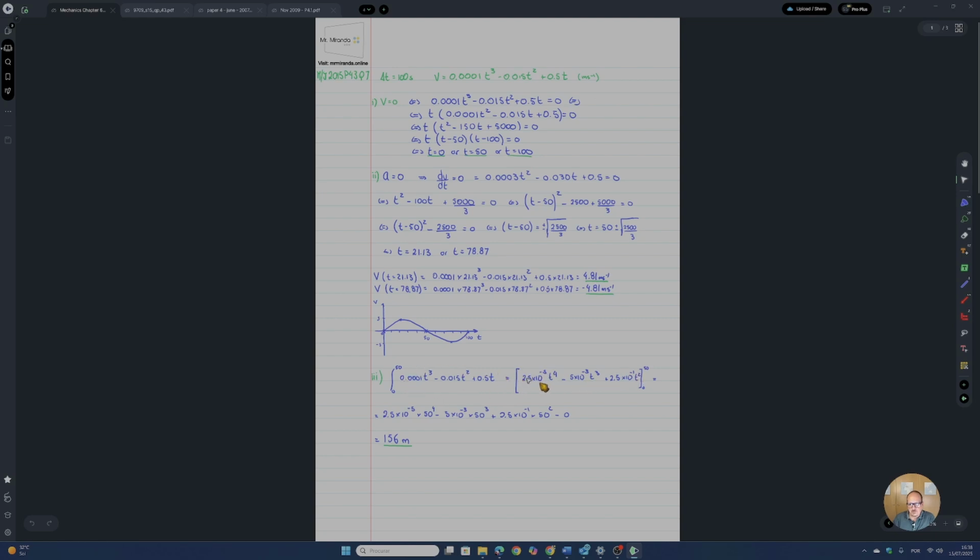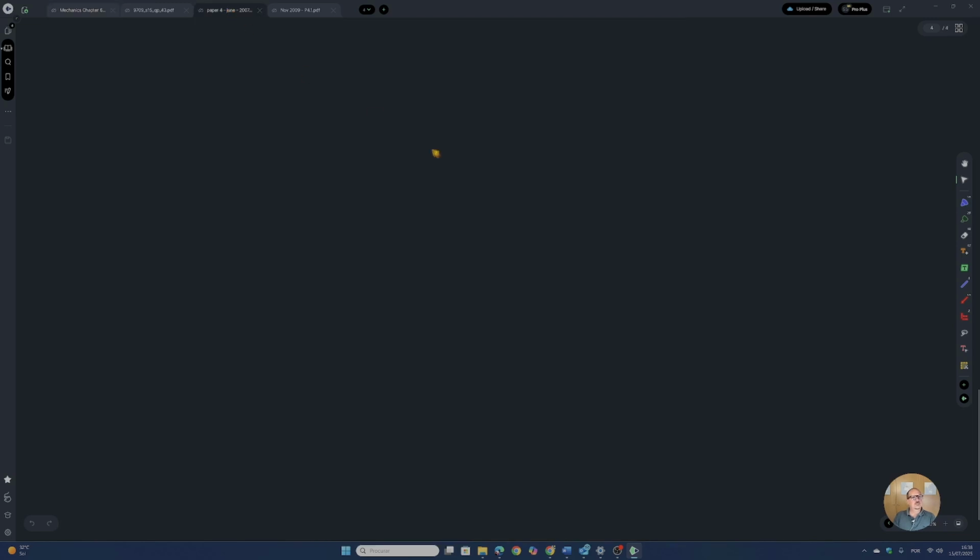Here is the primitive between 0 and 50. I substitute 50. No need to bother to substitute 0 because all of these are going to be 0. And there you have the result, 156 meters. 13 points. Not that difficult.